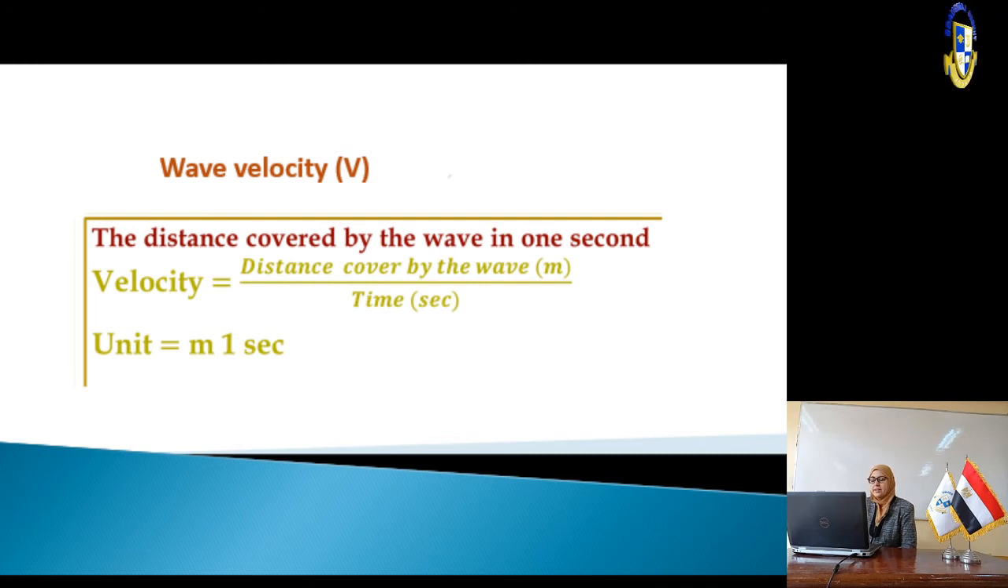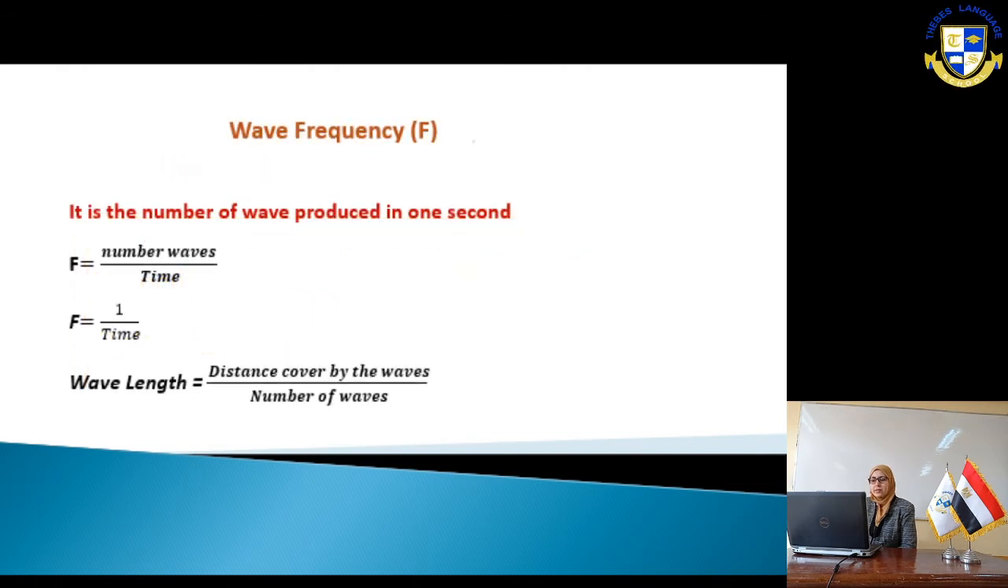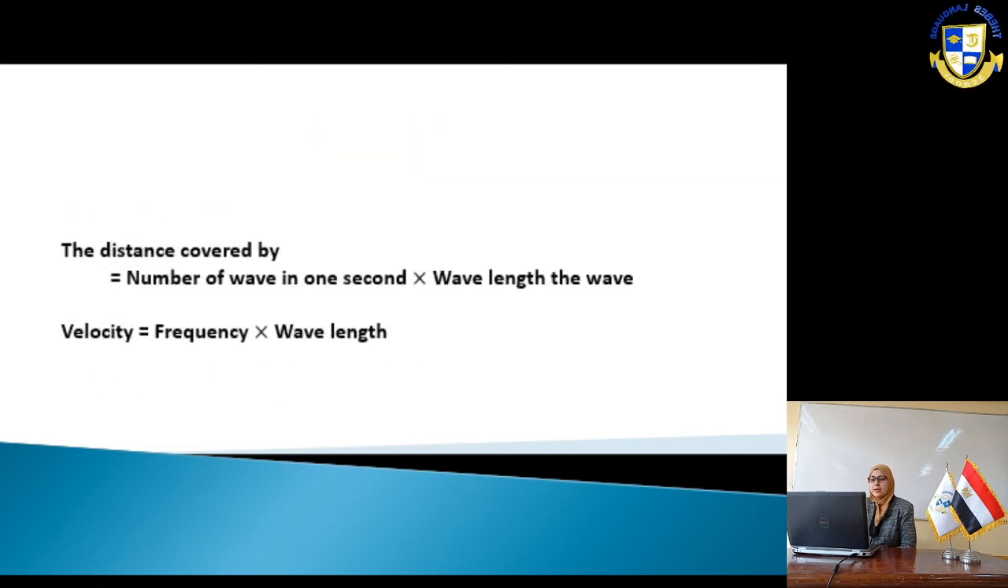Slide number 18. Wave frequency, and the symbol of frequency is F. What is the wave frequency? It is the number of waves produced in 1 second. So frequency equals number of waves over time, so it is equal to 1 over time. And the wavelength equals distance covered by the wave over number of waves. Slide number 19. The distance covered equals number of waves in 1 second multiplied by the wavelength, and the velocity equals frequency times wavelength.